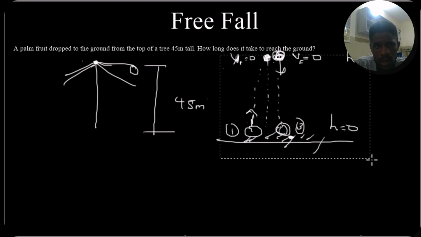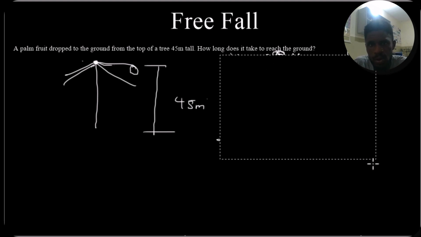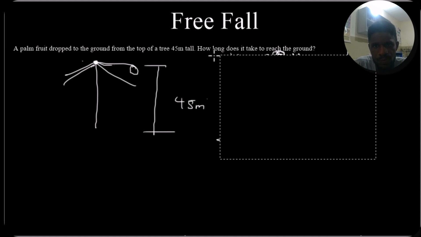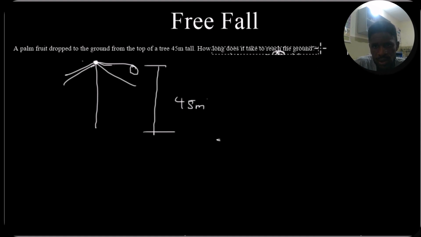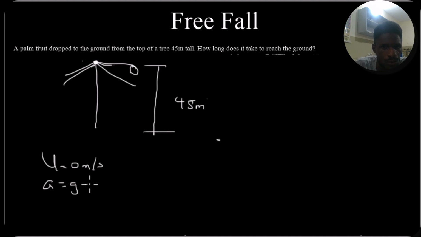So the palm fruit dropped to the ground from the top of a tree 45 meters tall. How long does it take to reach the ground? Initially, our initial velocity will be equal to 0 because the ball is dropping from rest. So the initial velocity, u, must be equal to 0 meters per second. Acceleration, which is g, will be equal to 9.8 meters per second squared. And t is unknown; that's what we're looking for.